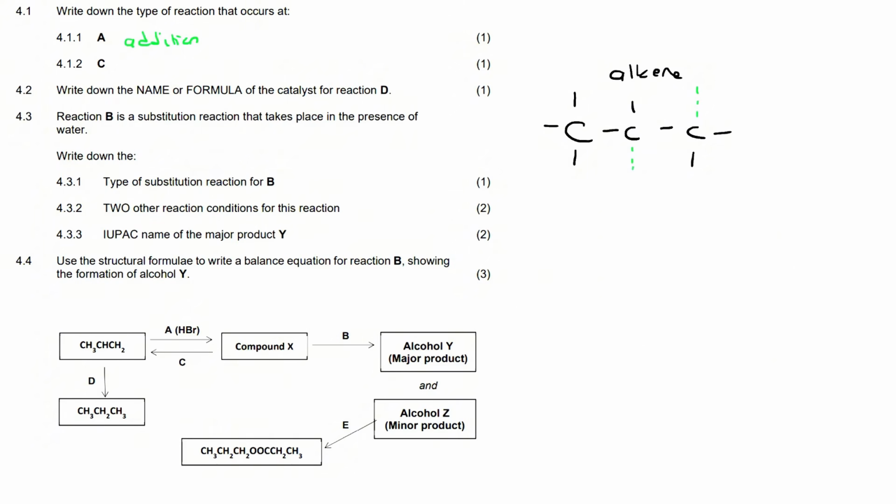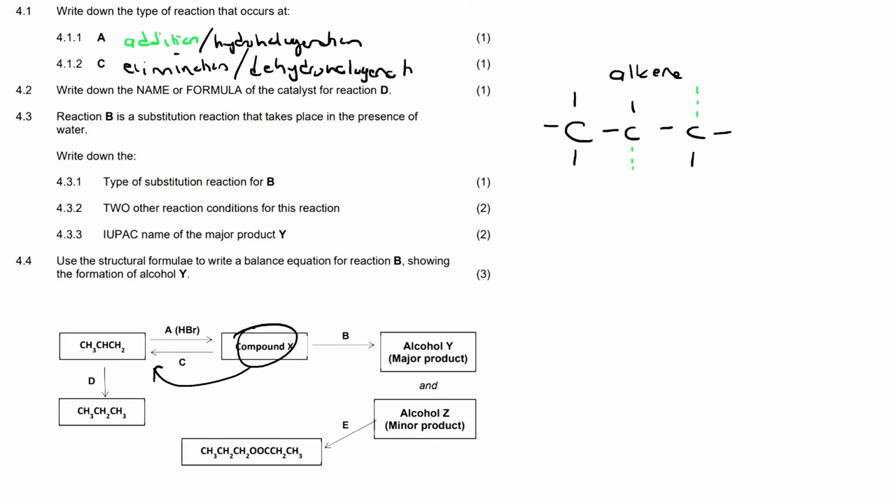Write down the type of reaction that occurs at C. Well, C is the exact opposite. So let's also fill in here earlier, hydrohalogenation. Now you can just do the opposite, elimination or dehydrohalogenation.